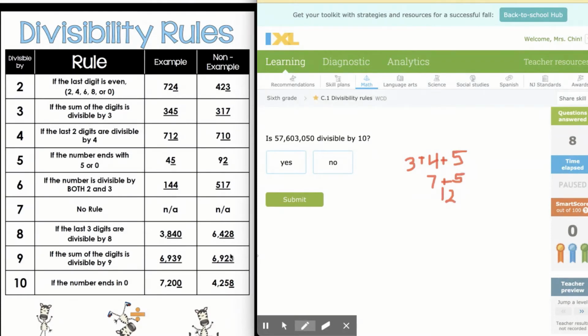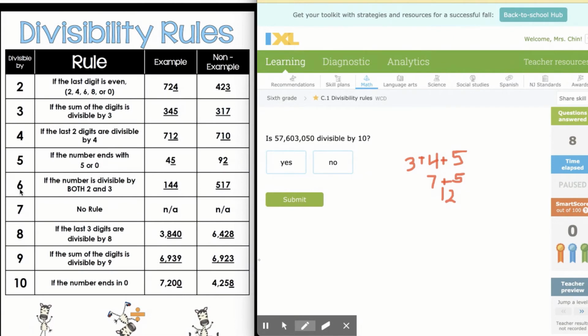Whereas if I look at the non-example, 6,923, 6 plus 9 is 15, 15 plus 2 is 17, 17 plus 3 is 20. 20 is not divisible by 9, 9 is not a factor of 20, therefore 9 doesn't go into this big number, 6,923. So the rules for 3 and 9 are very similar. I know I'm skipping around a lot, hopefully you're following along.